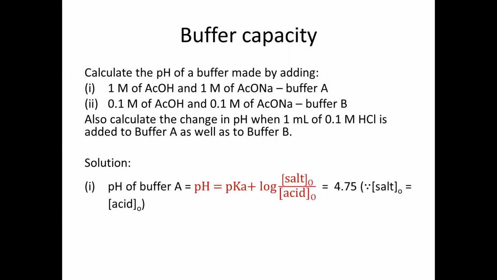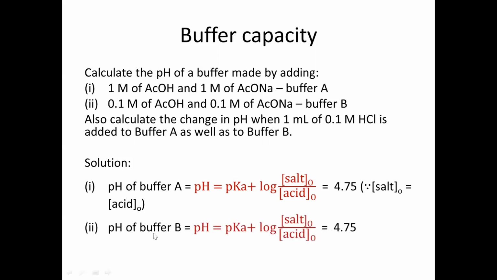The pH of buffer A, according to the Henderson-Hasselbalch equation, if the concentrations of salt and acid are equal, will be equal to pKa, that is 4.75. Similarly, the pH of buffer B can be calculated in the same way. If the concentrations of salt and acid are equal, pH is equal to pKa, that is 4.75. So both buffer A and buffer B have the same pH, that is 4.75. Now we will calculate the change in pH in both solutions when acid is added.